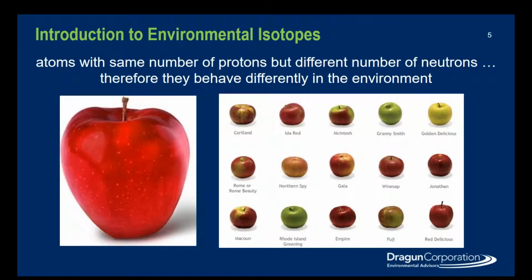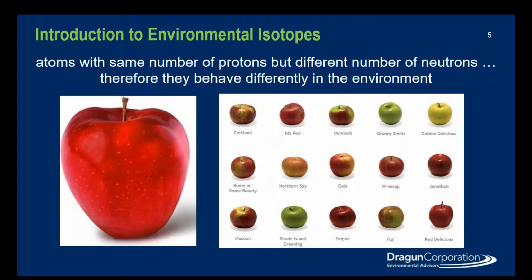So isotopes are simply atoms with the same number of protons but different number of neutrons in the nucleus. So that means that the nucleus of the atoms will have different mass. Therefore, they behave differently in the environment.